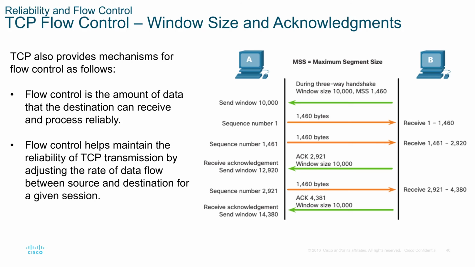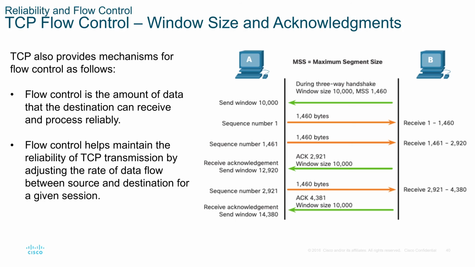TCP also provides the window size, or flow control, and this is the amount of data that a destination can receive and process reliably. This is negotiated at first and has to do with the amount of memory and processing power the receiving system may have. Flow control helps maintain the reliability of TCP transmission by adjusting the rate of data flow between the source and destination for any given session.